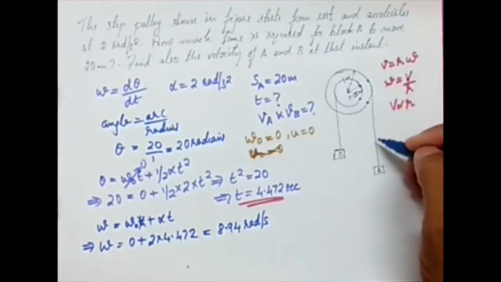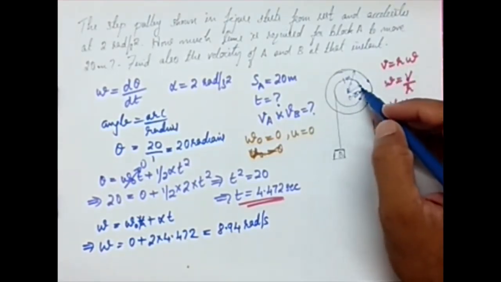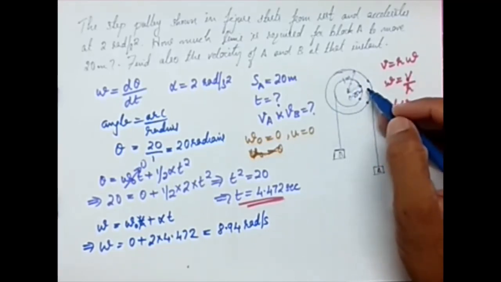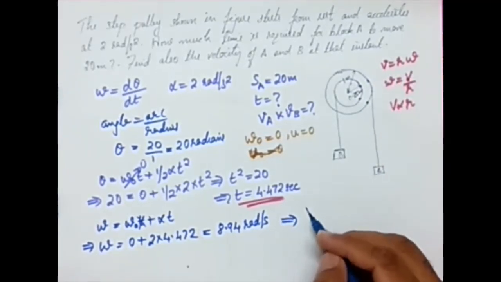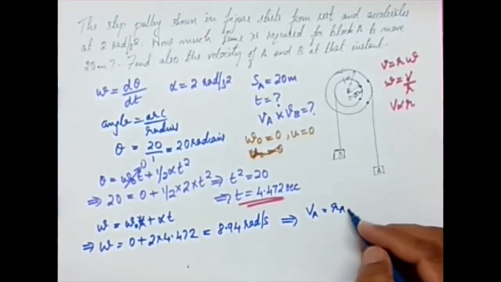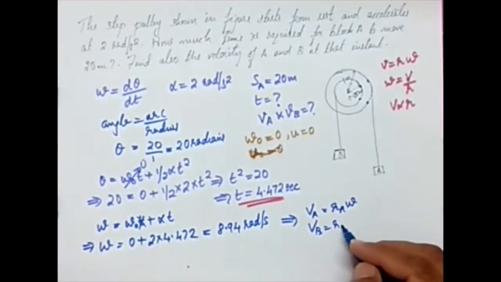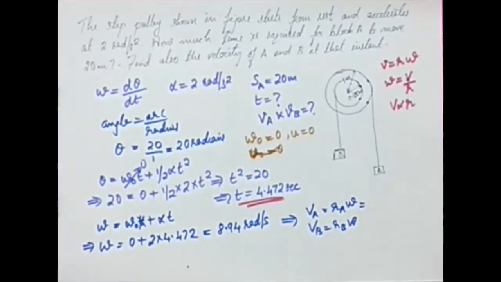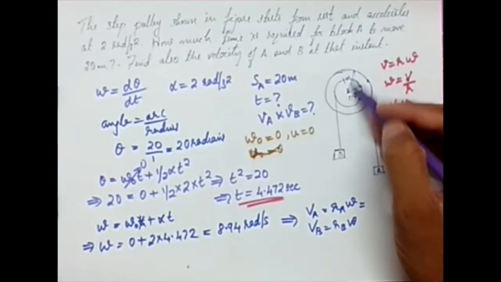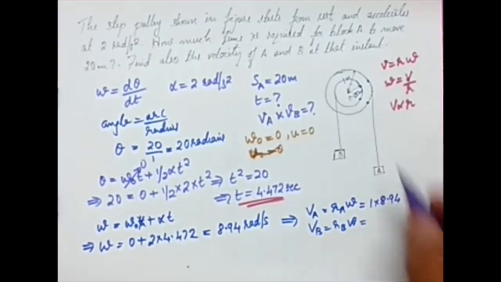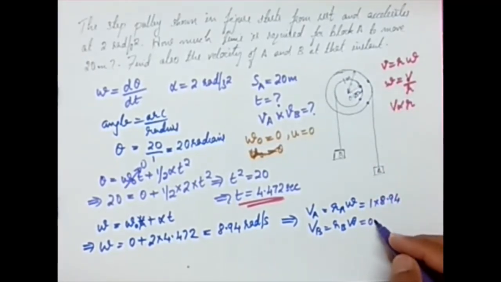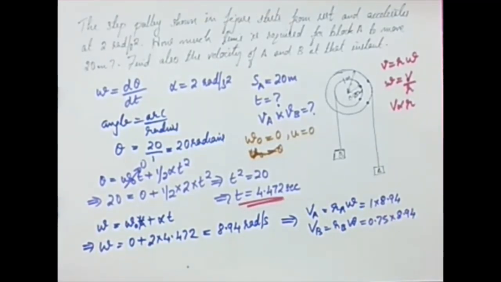Now what I want is the linear velocity of A and B. The angular velocity will be the same for all the different points on this, right? If I consider this point or this point, they are going to have the same angular velocity. What about the relation with linear velocity? From this I can write VA equal to RA times omega, VB equal to RB times omega. RA is given in the problem as 1 meter, so 1 into 8.94. RB is 0.75, so 0.75 times 8.94.